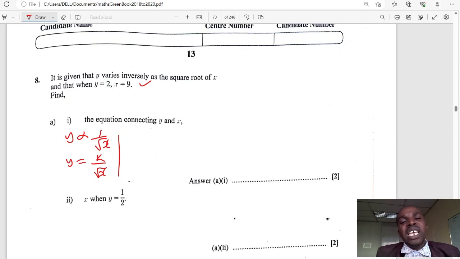So inverse variation is y equals k over the square root of x. Then you have values that are given. These values will always be there. They help us to find the value of the constant. So where there's y, you put 2, k over, x is 9, root of 9. So it will be 2 is equal to k over root of 9, which is 3.